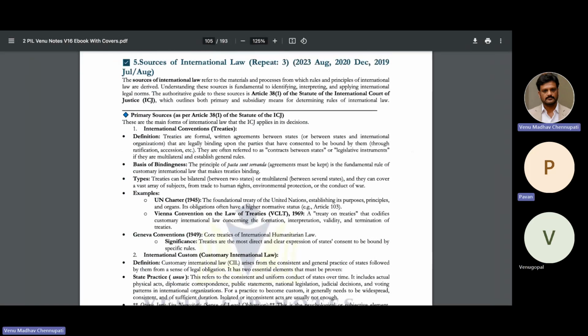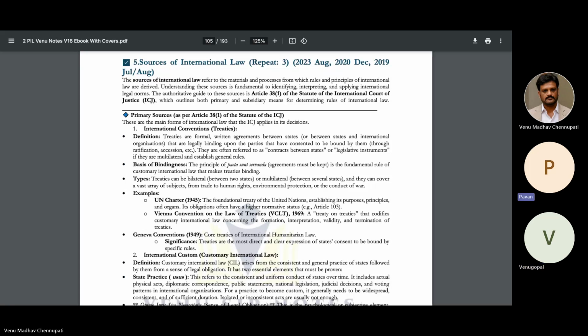Question number 5, sources of international law. The sources of international law refer to the materials and processes from which rules and principles of international law are derived. Understanding these sources is fundamental to identifying, interpreting, and applying international legal norms. The authoritative guide to these sources is Article 38(1) of the Statute of the International Court of Justice, ICJ, which outlines both primary and subsidiary means for determining the rules of international law.